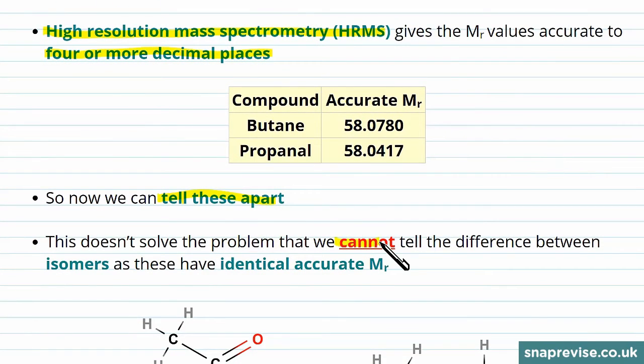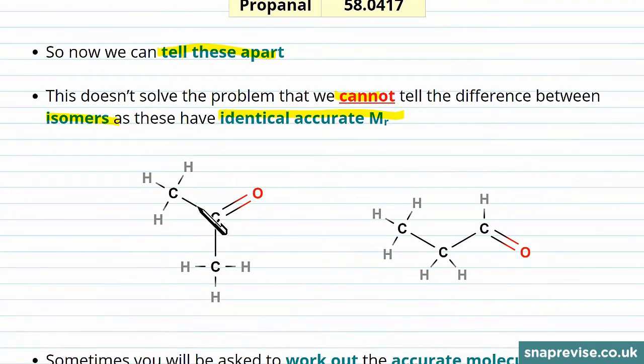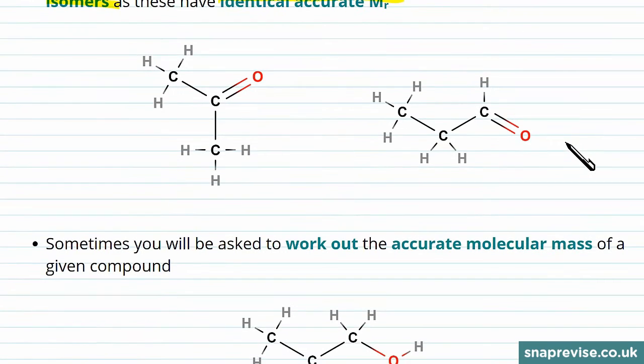This doesn't solve the problem that we can't tell the difference between isomers, because these have an identical Mr. If they contain all of the same atoms, like here we have propanol and propanone, there's no way to tell these apart based just on mass. You would have to use something like NMR.